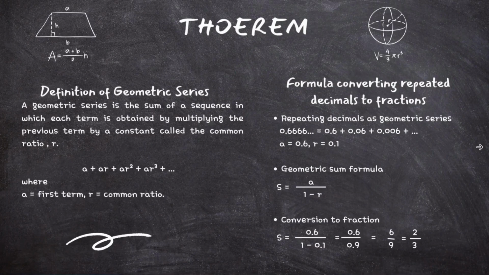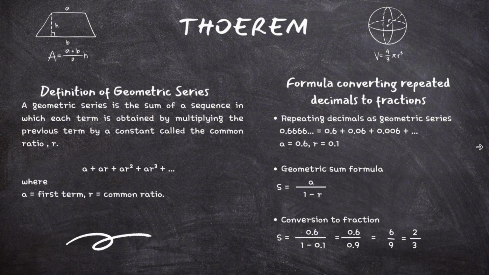So first, I will talk about what a geometric series is. A geometric series is basically a sum where each term is formed by multiplying the previous term by the same number, which we call the common ratio. In general, it looks like a plus ar plus ar squared plus ar cubed and so on. Now, repeating decimals can actually be written in this form.